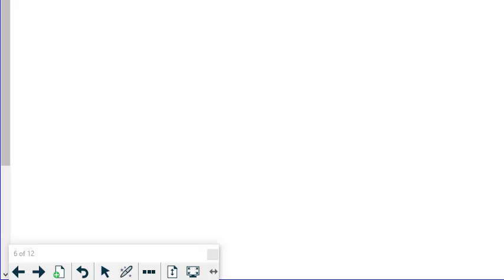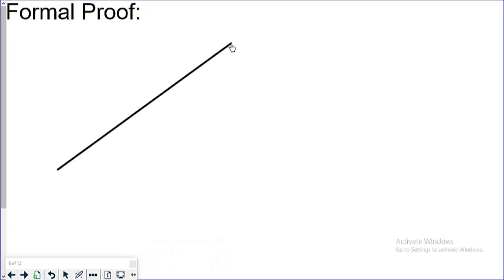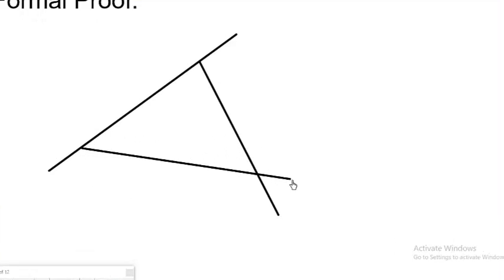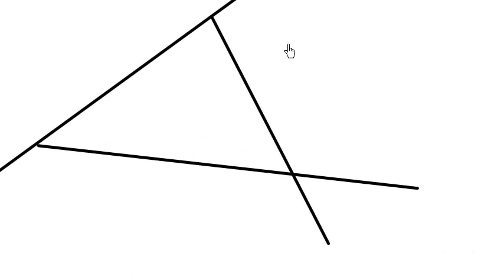Now let's take a formal proof. I need you to take your ruler again and do the following. Now let's construct or draw our triangle with the exterior angles showing. Good.